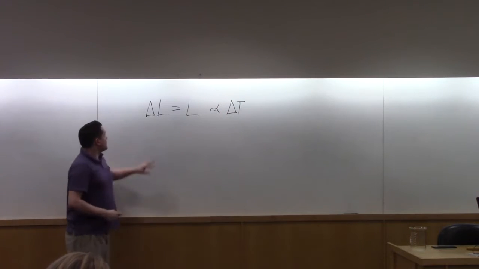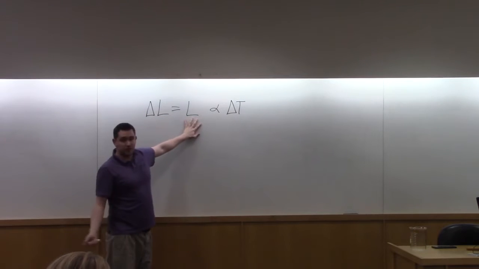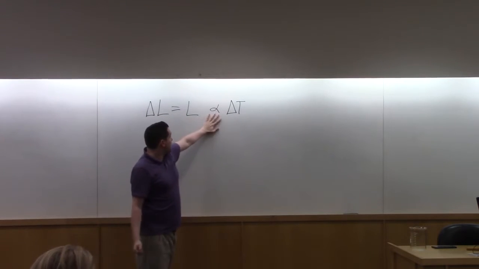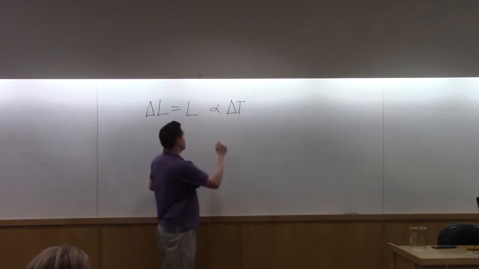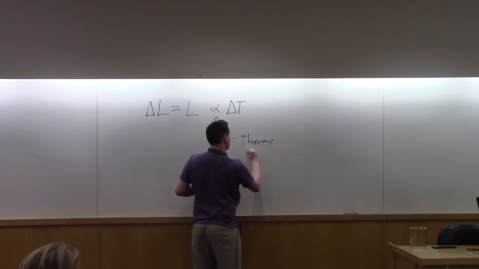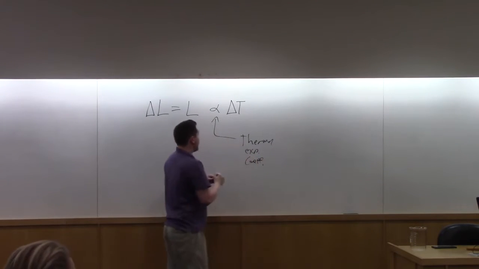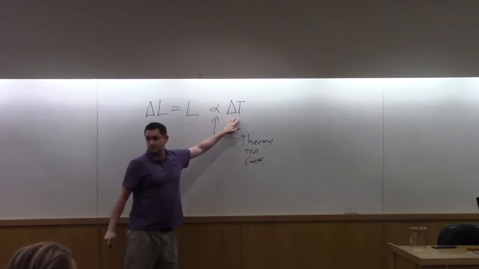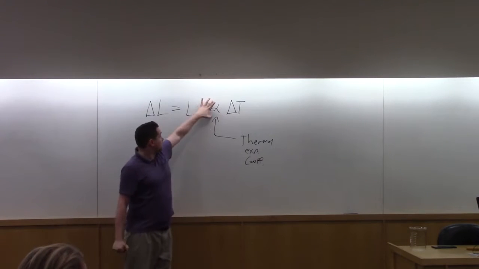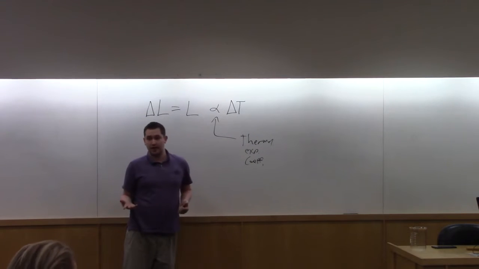So what we have is a change in length equal to the initial length of some object, times this thing called alpha, which is the thermal expansion coefficient, and then a change in temperature, right? And so this alpha is unique for each individual material, and it's just a number you look up.